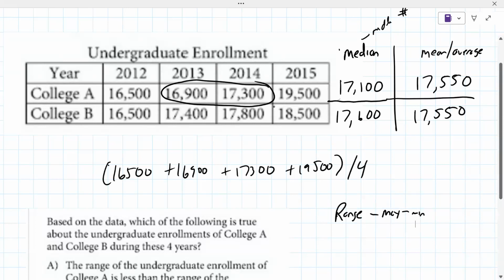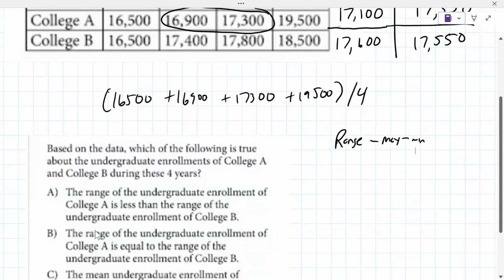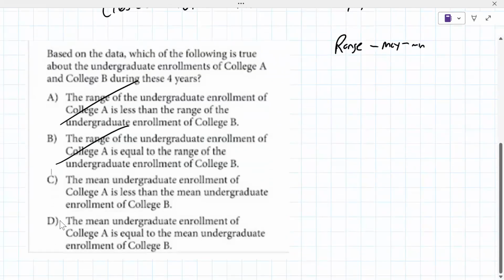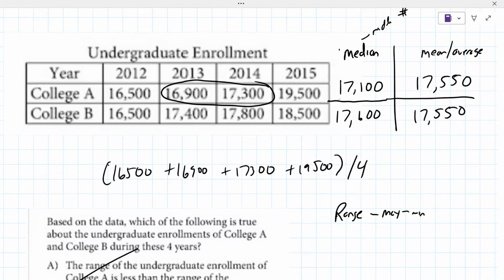Okay. The range of A is actually greater than B. So it's definitely not those. B is the one where it says the mean is equal. Oh, I was thinking about median. Yeah, so that's the third one. I forgot that's the third thing to find. So let's do that again for another data set here. Let's find the mean and the median and the range.